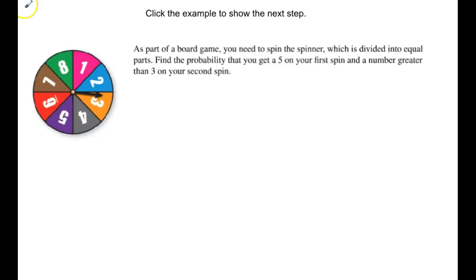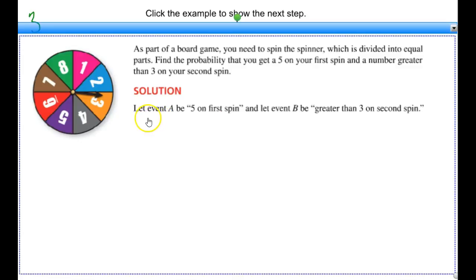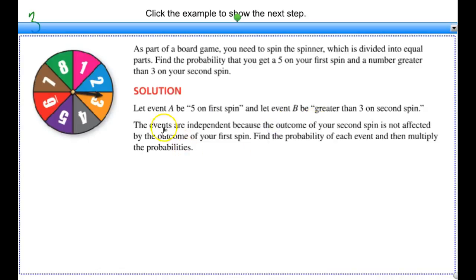So let's look at this example. This is example number 3. As part of a board game, you need to spin the spinner, which is divided into equal parts. Find the probability that you get a 5 on your first spin and a number greater than 3 on your second spin. So let's go ahead and write this out. Let event A be 5 on the first spin, and B be greater than 3 on the second spin. These are independent events because the outcome of my second spin doesn't depend on the first one. It doesn't matter what I spin the first time; I can spin anything the second time.